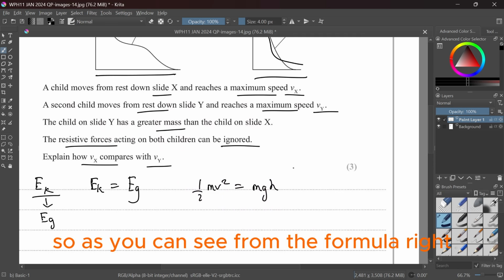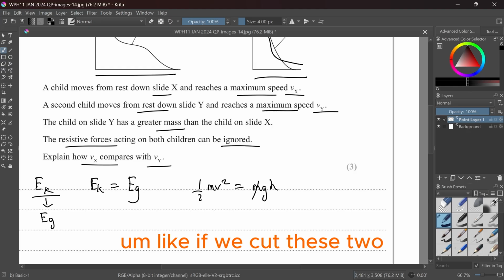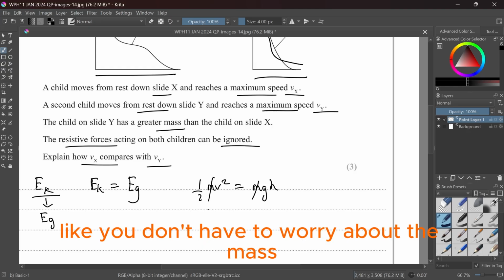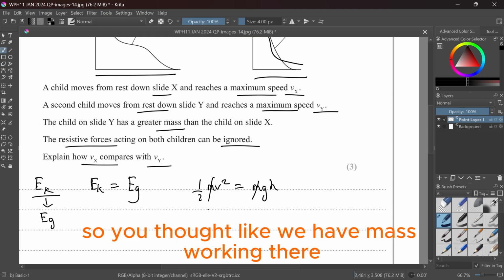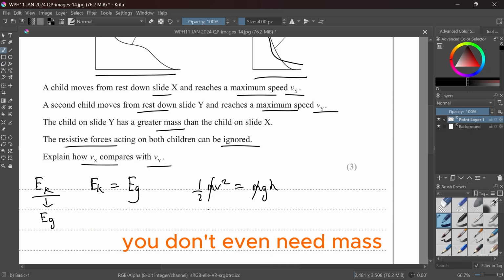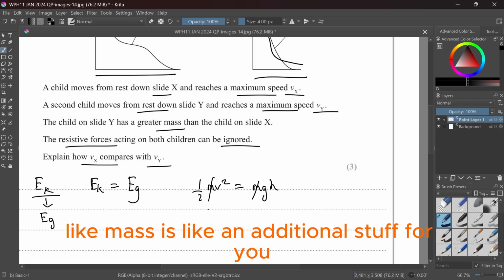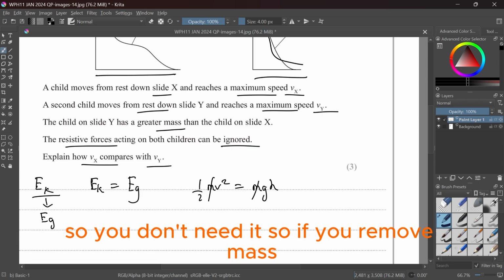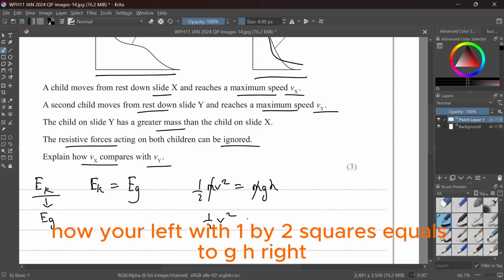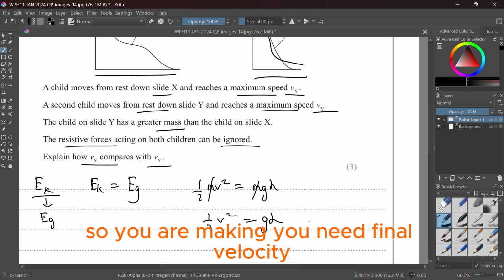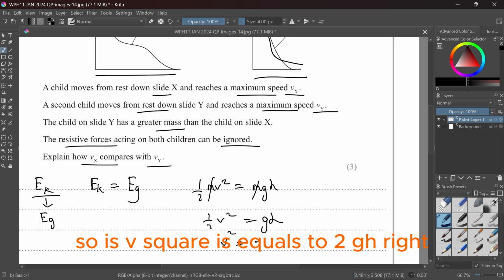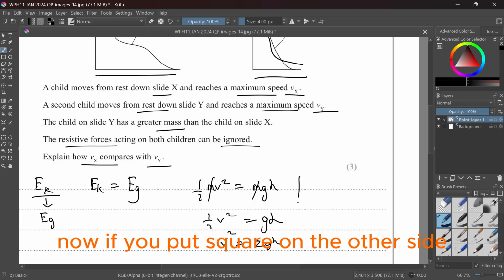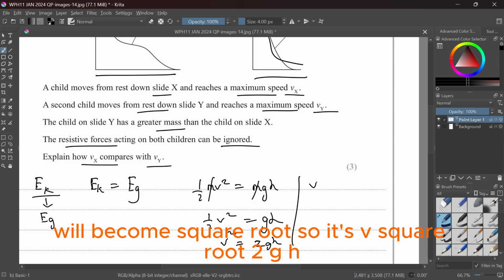So as you can see from the formula, if we cancel these two, the mass is excluded. You don't have to worry about the mass. It was the same thing as well. I did it the long way, so you thought we have mass working there. But if you write it this way, you don't even need mass. Mass is like an additional thing for you, so you don't need it. So if you remove mass, now you're left with 1/2 v squared equals gh, right? So you need final velocity, so you make v the subject, so v squared equals 2gh. Now, if you put the square on the other side, it becomes a square root. So v equals the square root of 2gh.